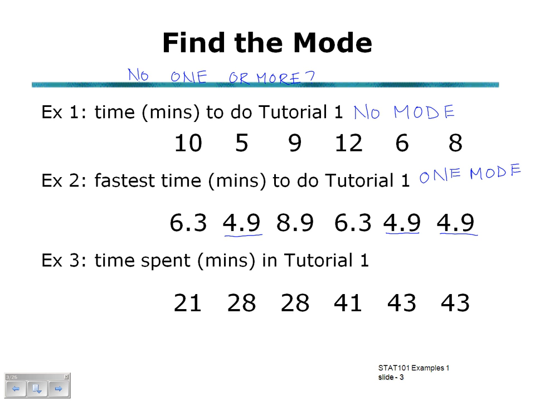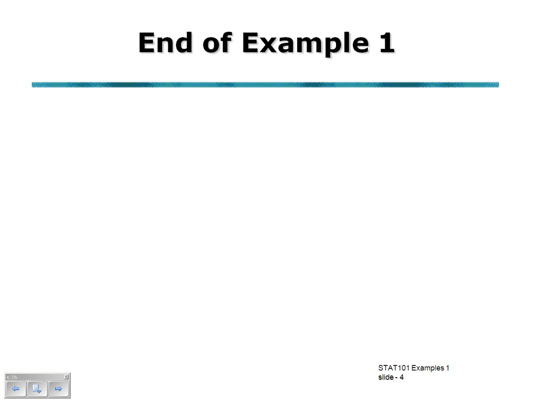Moving on to example 3, which is our time spent in minutes in tutorial 1. Let's have a look at this data set. We can see that the value 28 occurs 2 times, but also the value 43 occurs 2 times. So in this case, we have 2 modes. We have a mode of 28 and also a mode of 43. So there are 2 modes in this data set, the time spent in minutes in tutorial 1. And that's the end of our example on finding the mode.